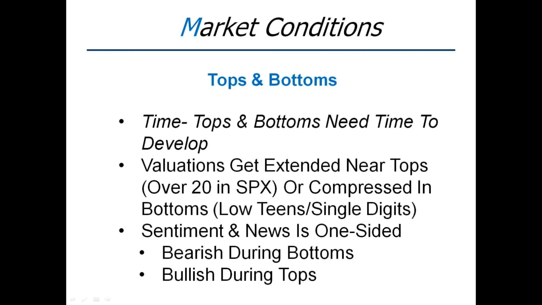Well, we'll get into that in the next few slides here. The other thing to keep in mind is valuations get extended near tops. They're over 20. In other words, in the S&P 500, the last few major tops in '08, actually October of '07, and March of 2000, and other prior tops as well. We'll see that later on in a few more slides. The PE ratio, which is the price to earnings ratio of the S&P 500, was over 20, 22, 27, things of that nature. Right now, the S&P's PE ratio is 17, 18.